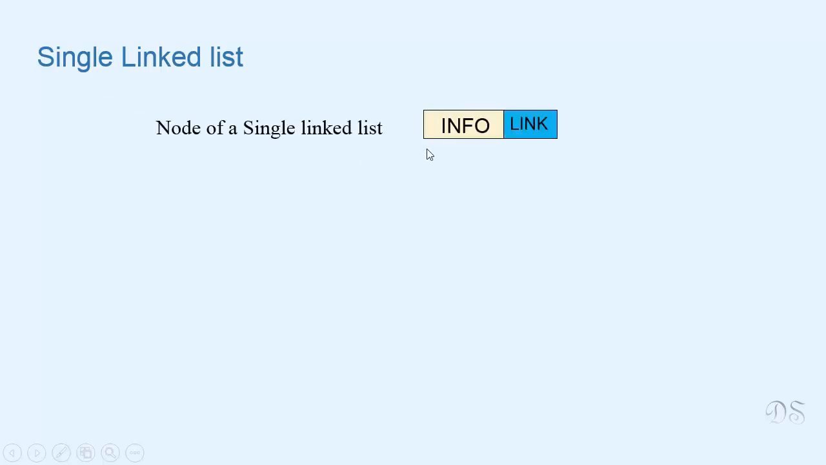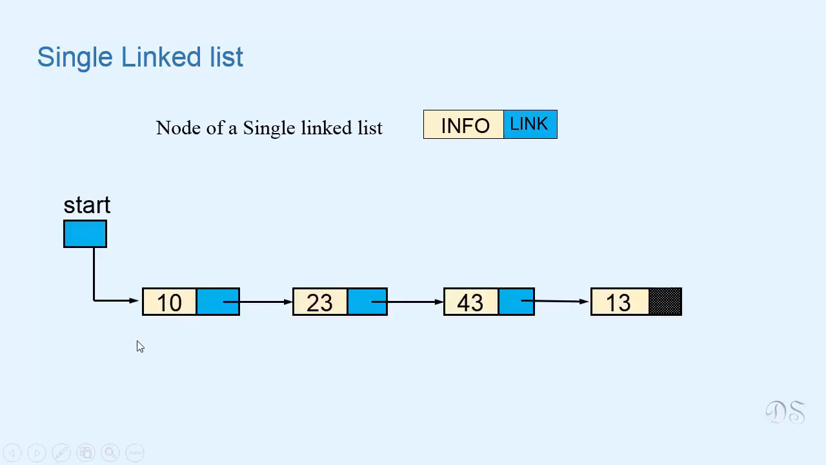A single linked list is made up of nodes where each node has 2 parts, the info part and the link part. The info part contains the actual data that has to be stored in the list, and the link part is a reference to the next node of the list. This is an example of a single linked list with 4 nodes. The info part contains an integer value. This can be of any other type also.